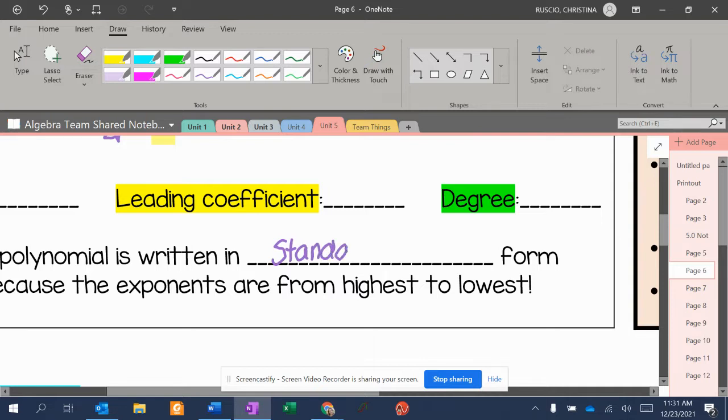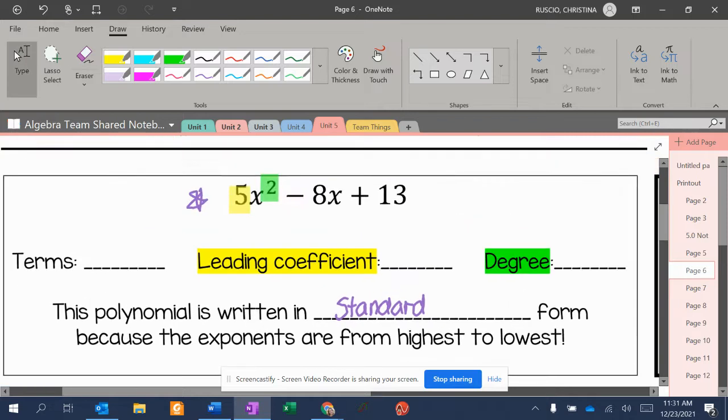We know that it's written in standard form because the exponents go from highest to lowest, actually no power at all. This 13 we can also call a constant. So when we talk about polynomials, we can discuss a word called terms. You've probably heard this before. A term is separated by plus and minus signs. We have 3 of them here.